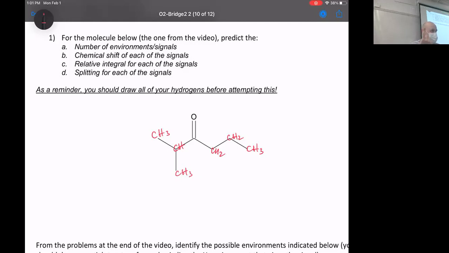So what does integral tell you? Something integrates to 3H in that environment. So there are 3 hydrogens in that environment. What if it splits into a triplet? What does that tell you? 2 hydrogens on neighboring carbons, right? So that's about the neighbors.